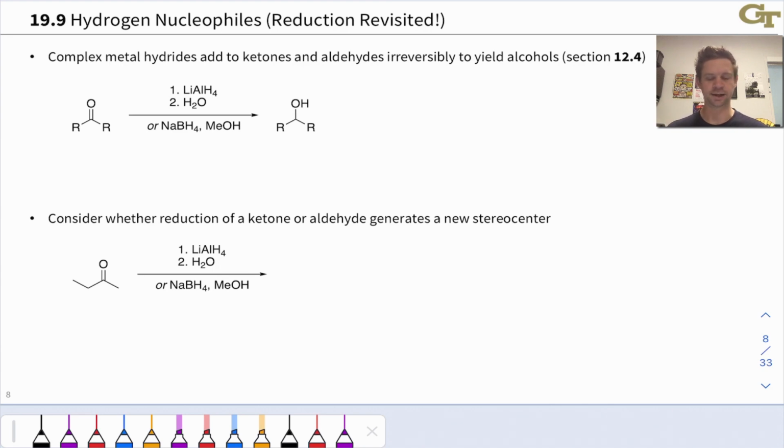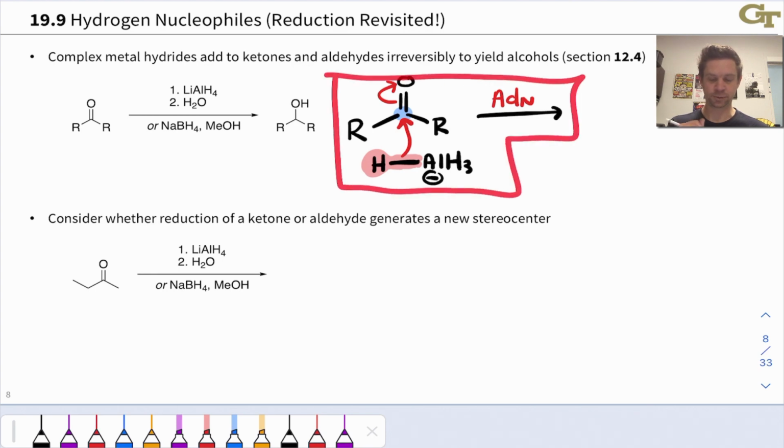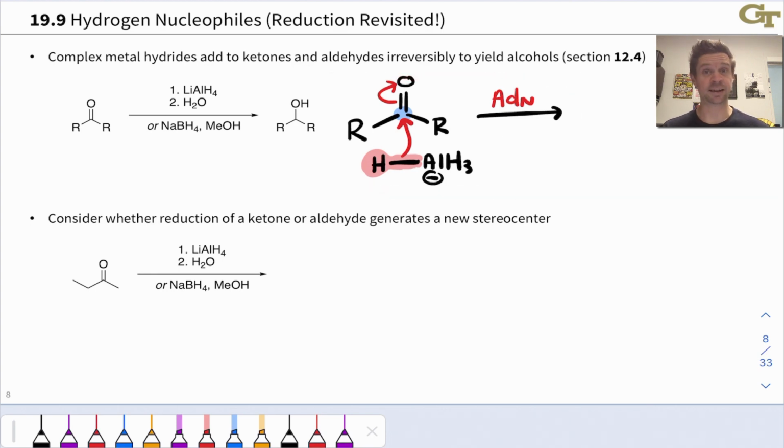these complex metal hydride reagents. Recall that the key to these reactions was nucleophilic addition of the hydride anion built into the metal hydride anion to the carbonyl carbon with cleavage of the pi bond and formation of an alkoxide intermediate. So I've left the intermediate out here, but the point I want to make is that this is a nucleophilic addition, or AdN elementary step. This is an example of nucleophilic addition to the carbonyl carbon.